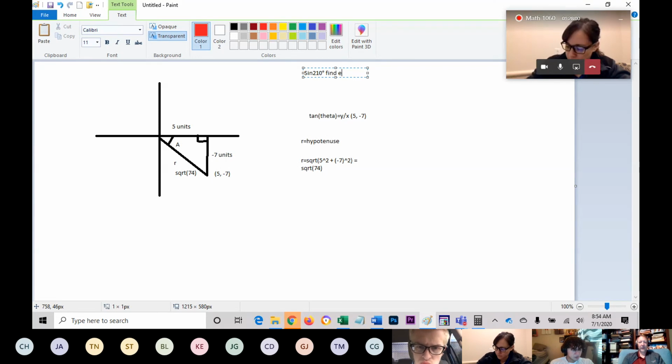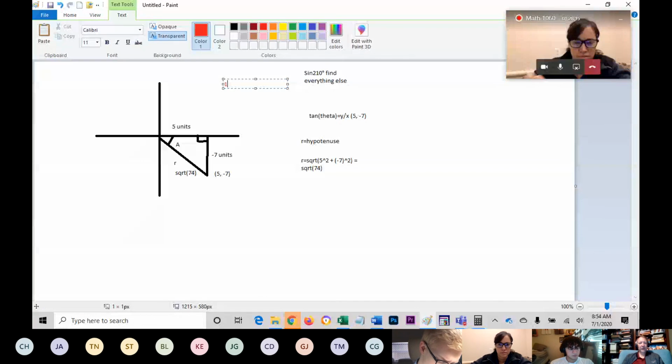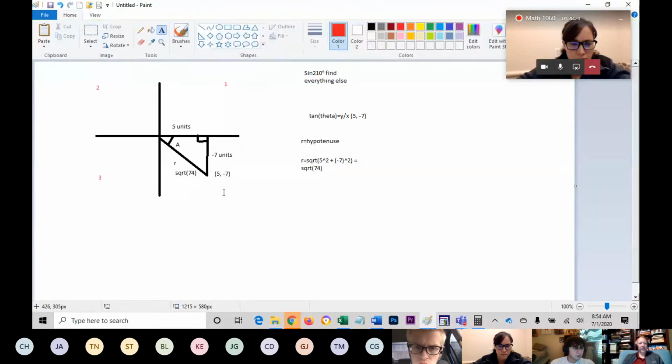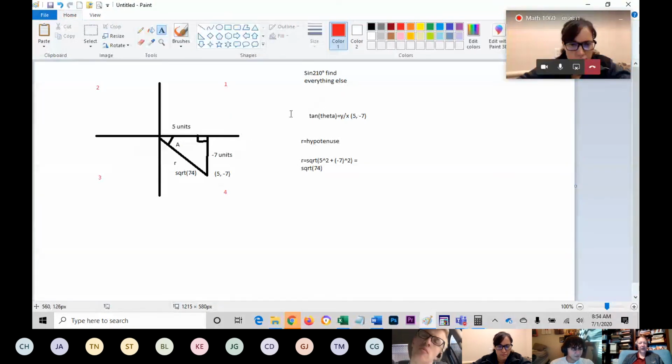Find everything else, okay? So 210 degrees, the first question is, and I'm going to try to make sure that we've got, so remember this is quadrant 1, this is quadrant 2. Usually we use Roman numerals, but I'm not going to because it's hard enough to do regular numbers here. Quadrant 4, okay? So remember, it's always 1, 2, 3, 4. It's always in counterclockwise fashion.